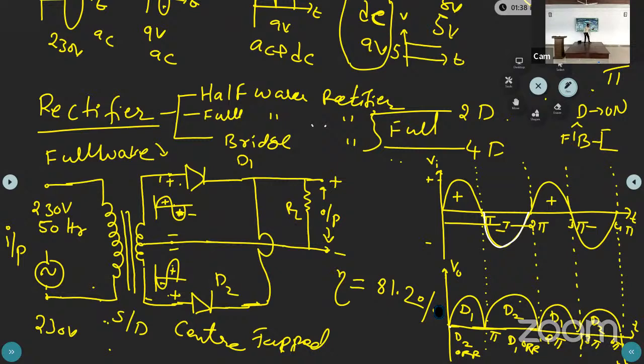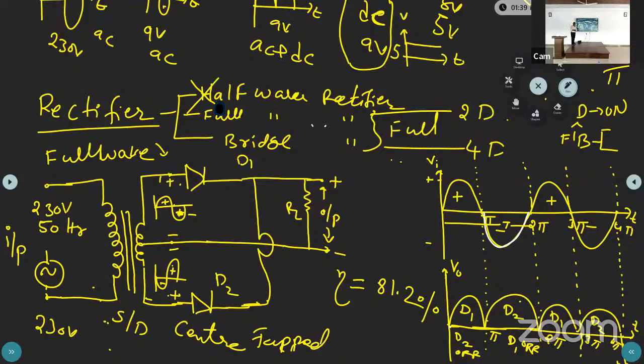That means it is absent. Wherever the negative half cycle is there, all negative half cycles are off. The output is very less, so this is not the recommended rectifier for any circuits. Not only here, only to understand the knowledge and get the concept, we are studying the half wave, but there is no circuit using it in real life.